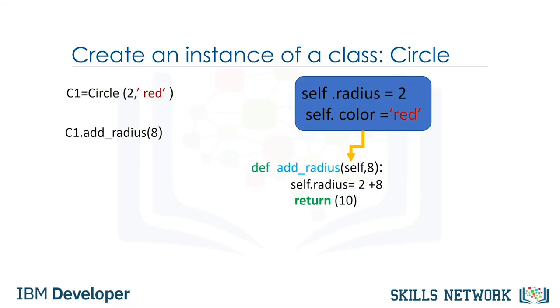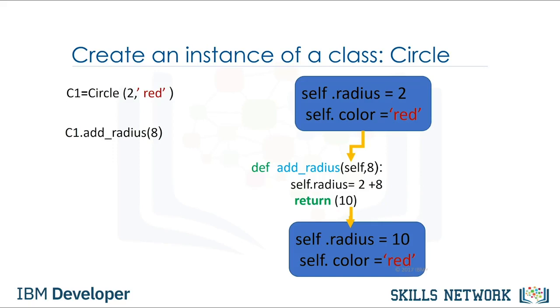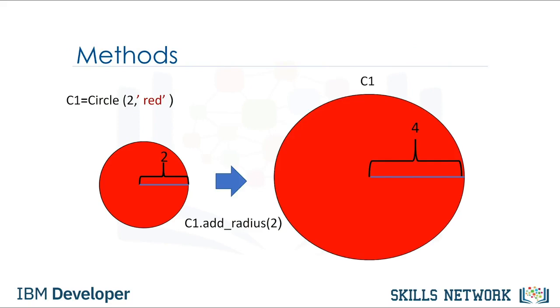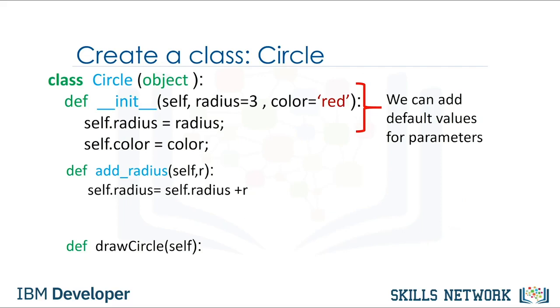The method assigns a new value to self.radius. This changes the object, in particular the radius data attribute. When we call the addRadius method, this changes the object by changing the value of the radius data attribute. We can add default values to the parameters of a class's constructor. In the labs, we also create the method called drawCircle. See the lab for the implementation of drawCircle.